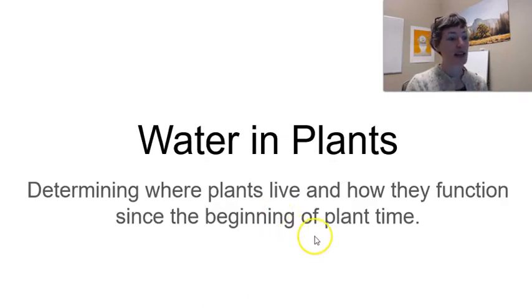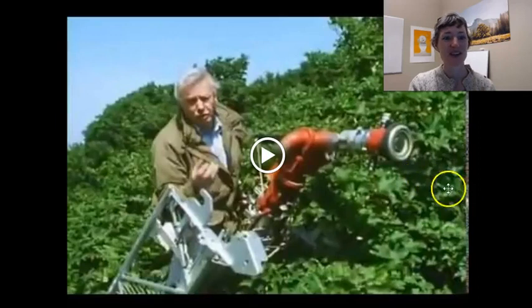We're looking at water in plants, determining where plants live and how they function since the beginning of time. This is one that I'm going to link for you to watch. It's a little bit longer. David Attenborough, favorite guy, walking through this process of how water moves through the plants. And that's actually what we're going to walk through in the lecture today. So if you want to stop and watch that first, I would recommend it because it'll give you this visual map of the process, which is pretty fascinating.